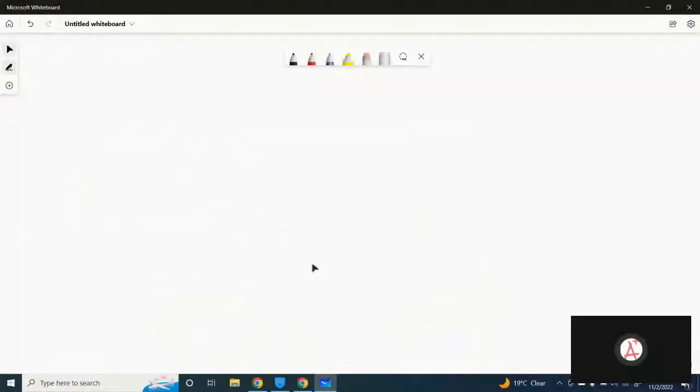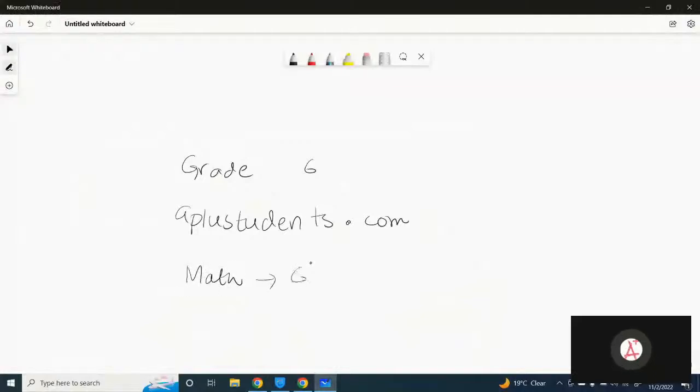So we're going to start with grade 6 maths. You can find all the lessons on aplusstudents.com. You have to log in there using your email address and password as provided by the administrator. Then you have to select math from the subject tab. Then go to grade 6 maths. Click on your lessons and find the chapter that is ratios, proportions and percents.